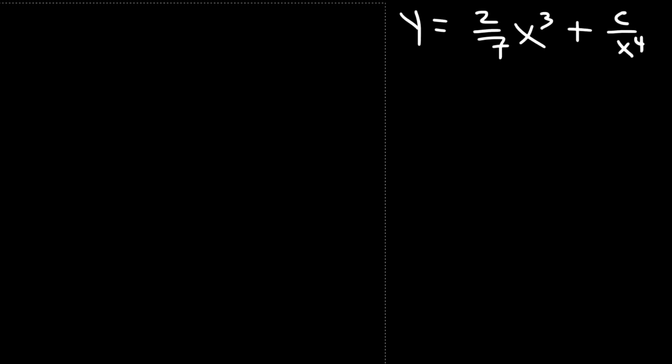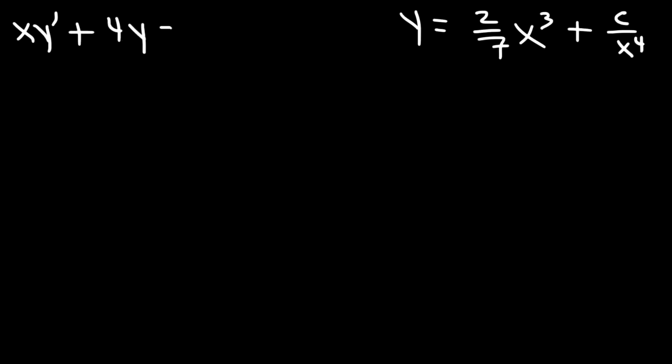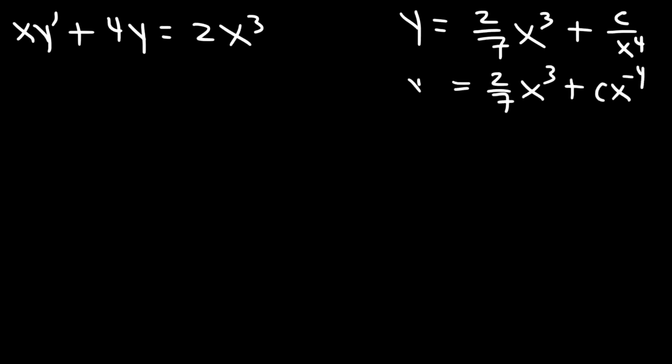Now, how can we check our answer to make sure that it's correct? What we need to do is plug it back into the original equation to see if both sides are equal to each other. So let's go ahead and do that. But first, let's determine what y prime is. So y, if you rewrite it, is 2 over 7 x cubed plus c x to the negative 4th.